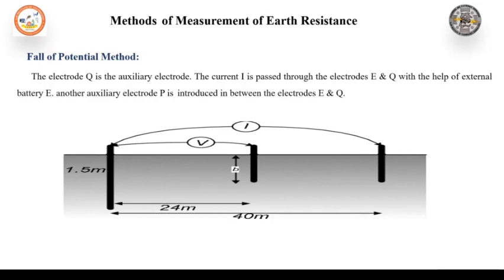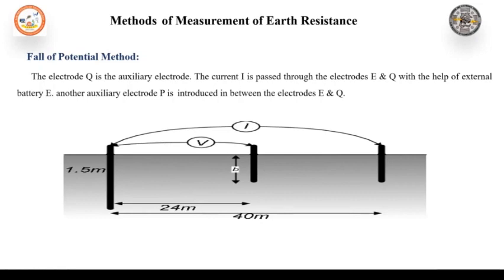That's how the potential will be distributed between the electrodes. So by measuring the potential between the electrodes E and P as VEP, the earth resistance can be obtained. That is, RE is equal to VEP by I. That is actually the earth resistance.